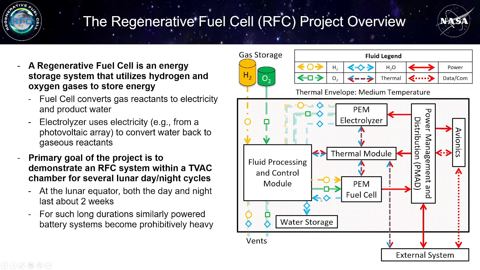So the primary goal is to demonstrate an RFC system within a TVAC chamber for several lunar day-night cycles. Now, assuming a worst-case scenario at the lunar equator, the day and night last about 2 weeks. So if we wanted to bring an appropriately powered battery system, they become prohibitively expensive, which is why the RFC can come into play, because the energy storage is simply in the gaseous reactants. So if you want to provide more energy, you just provide more gas. And that's what makes them more feasible in this sort of scenario.